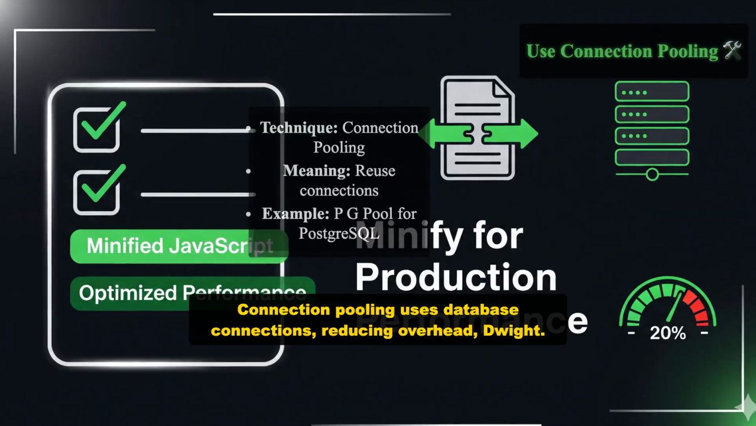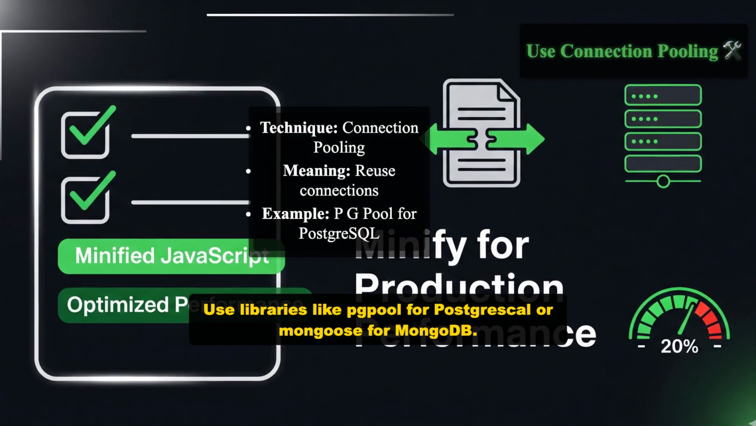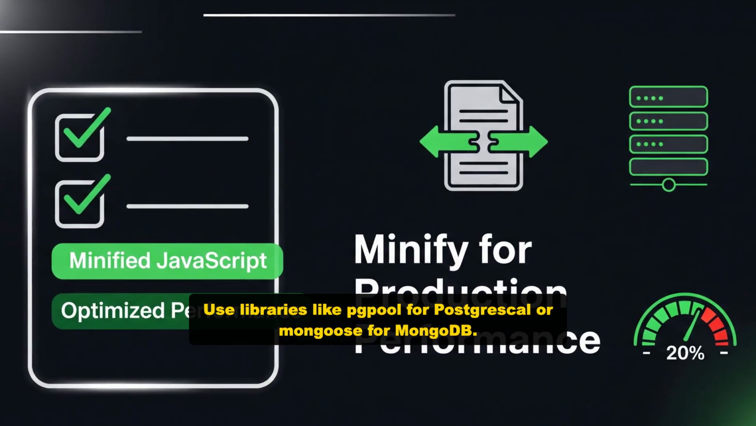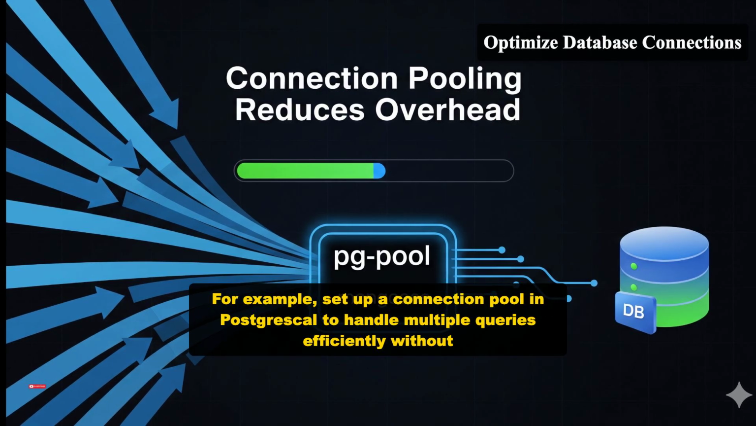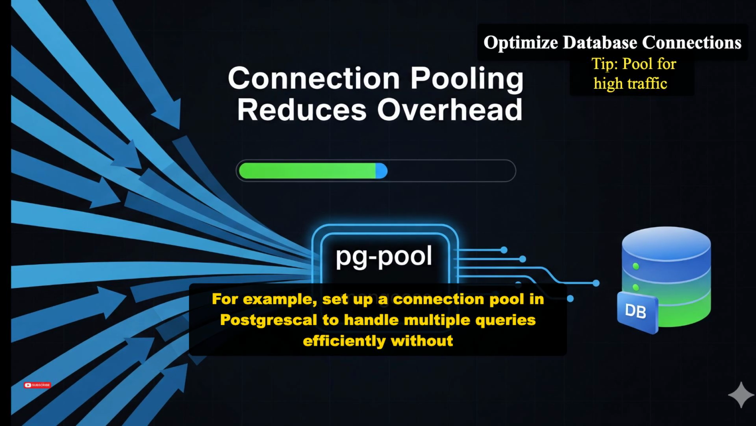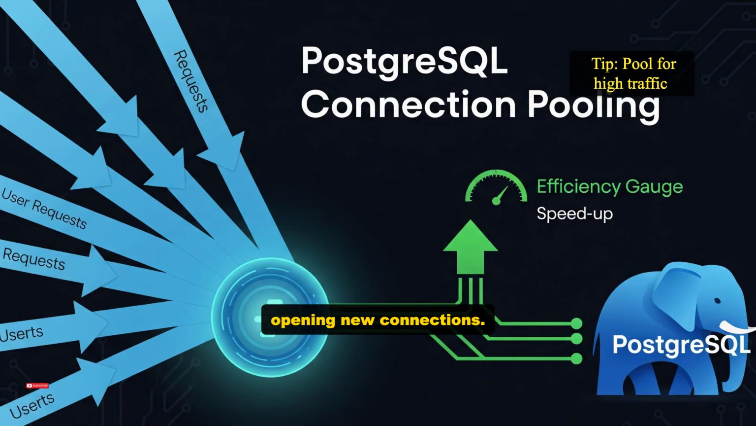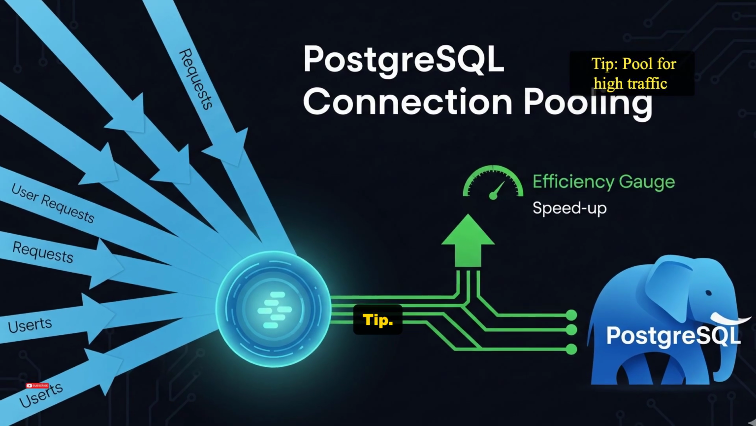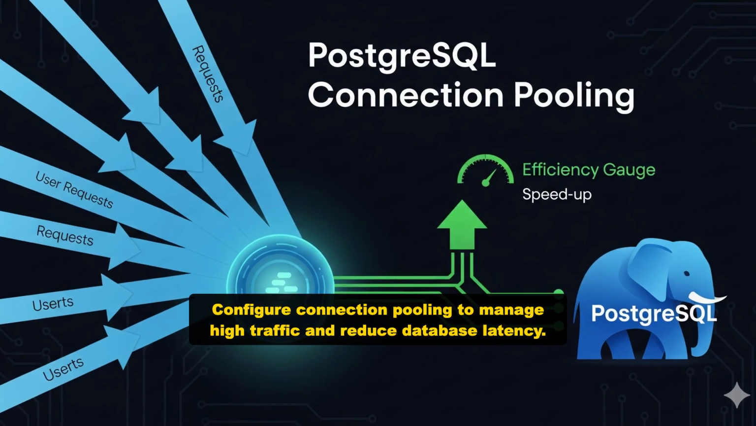Connection pooling reuses database connections, reducing overhead. Use libraries like pgpool for PostgreSQL or Mongoose for MongoDB. For example, set up a connection pool in PostgreSQL to handle multiple queries efficiently without opening new connections. Tip: configure connection pooling to manage high traffic and reduce database latency.